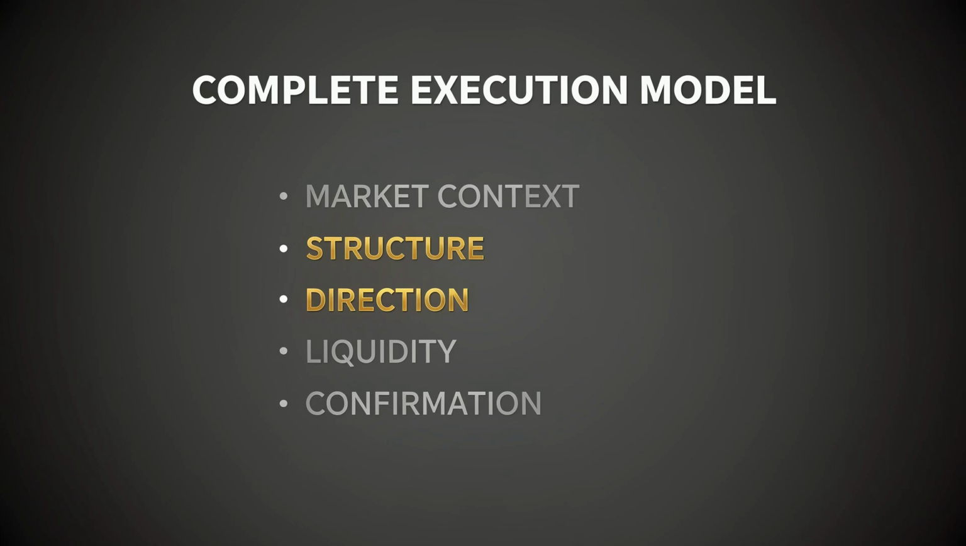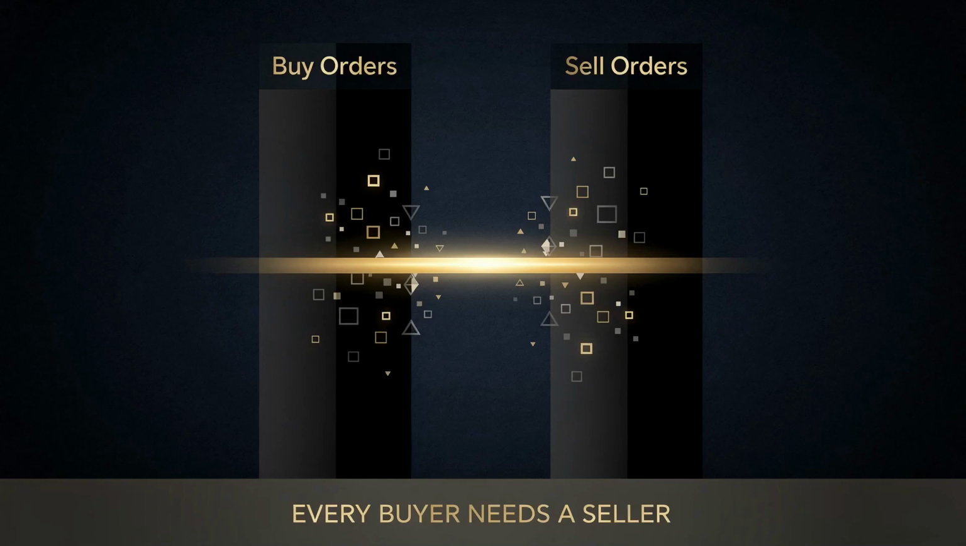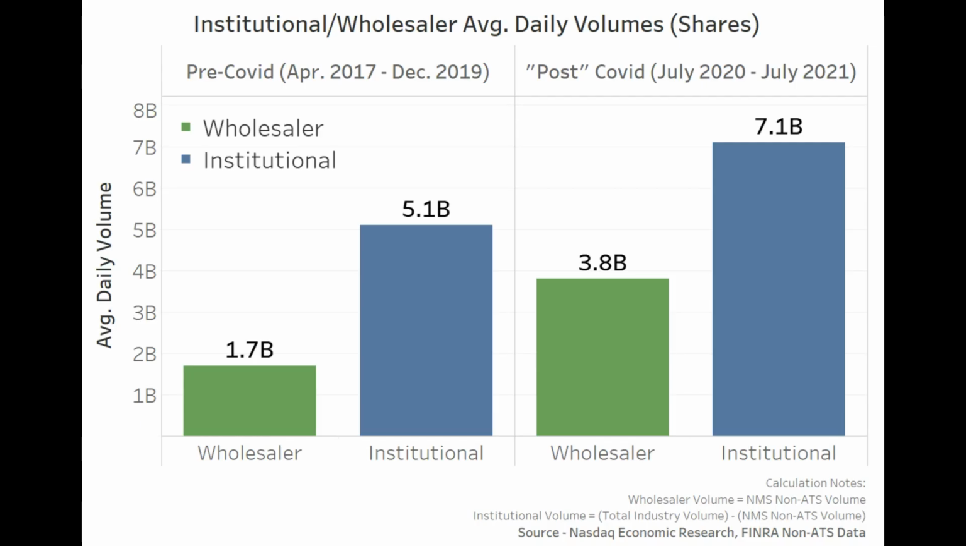Before we discuss entries, let us first understand what order pairing represents. Every transaction in the market requires a buyer and a seller. When a large institution wants to buy, it needs enough sell-side orders available to fill that position. And when a large institution wants to sell, it needs enough buy-side orders on the other side. This process of matching buy and sell orders is known as order pairing.